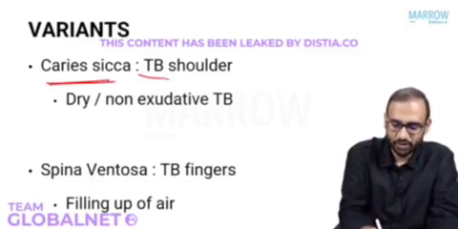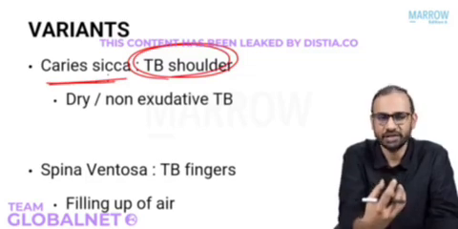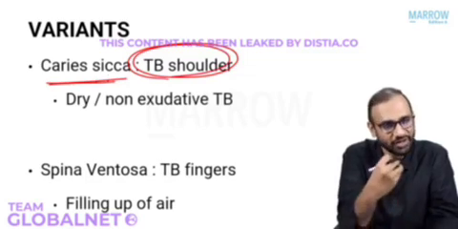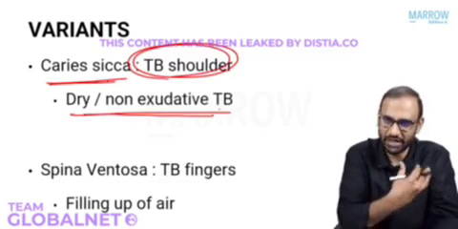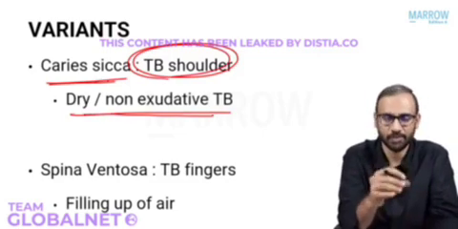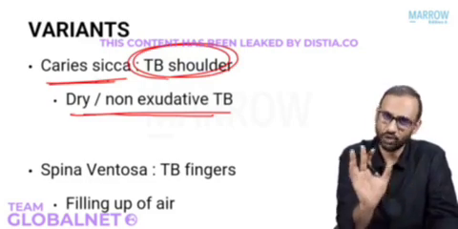Caries sicca is basically tuberculosis of the shoulder. Sicca means dry. It is a dry TB, meaning there is low or no exudation. The granulation tissue is also less. So this is known as caries sicca, a dry tuberculosis affecting the shoulder.